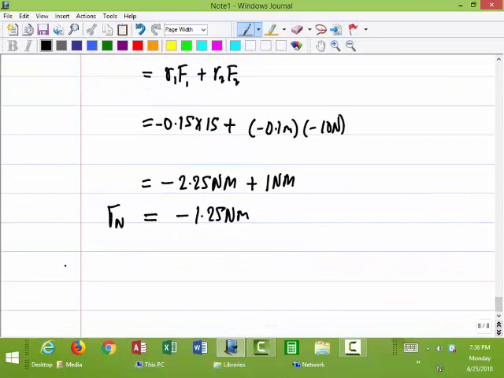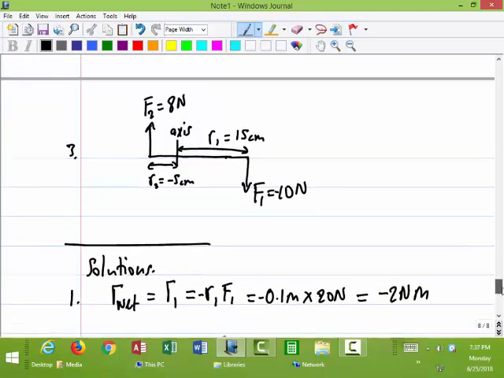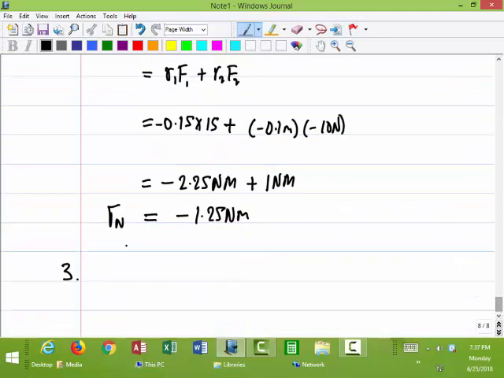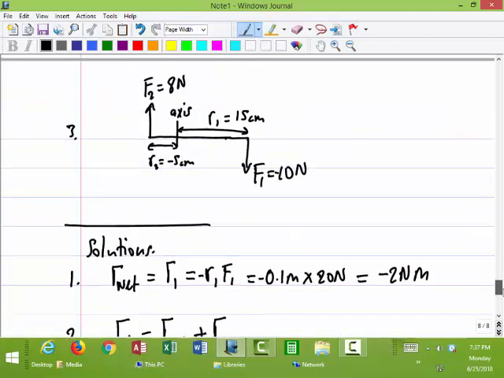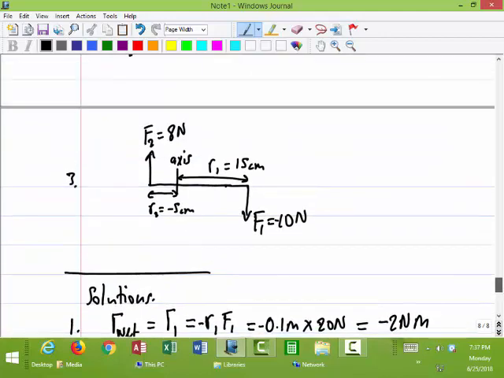In the third exercise, the net torque again is the sum of the two torques. So the net torque is the sum of torque 1 plus torque 2. And if you look at this exercise here, because force 2 points upwards, it will tend to give it also a clockwise rotation. Force 1 points downwards, so that gives it a clockwise rotation. So both torques are clockwise torques, if you take a look at it carefully.